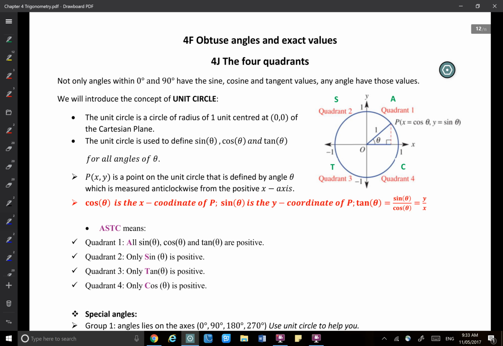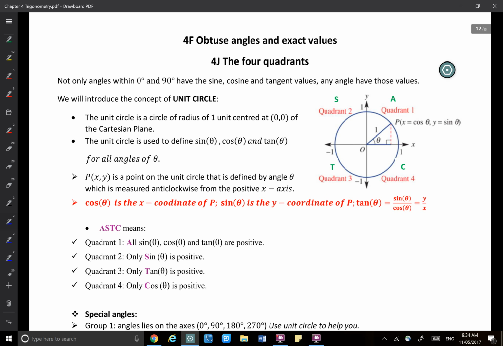But actually sine, cosine, and tangent functions involve all values. I can evaluate sine 320 degrees. I can evaluate sine 150 degrees. Think about the obtuse angle, say sine 150 degrees. An obtuse angle can't be in a right angle triangle, because in a right angle triangle all the other angles must be less than 90 degrees.